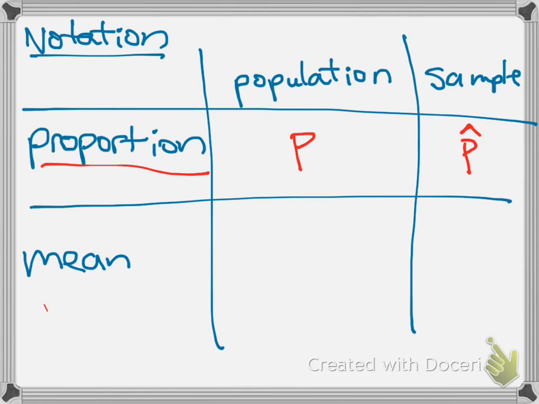When we're talking about a mean, if we're trying to measure a mean for a population, that's when we are going to use the notation mu, which you've already seen before. And then when we are talking about a sample mean, that's when we're going to use the notation x bar. So x bar represents the mean of the sample that you're collecting, and then mu represents the population's mean. So you do need to keep these four different notations in mind.